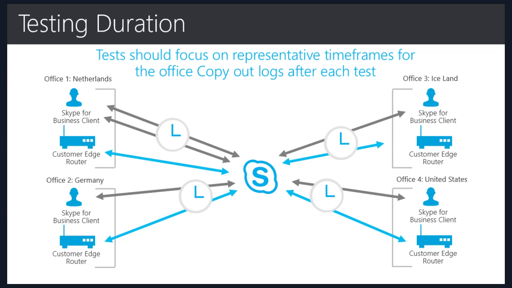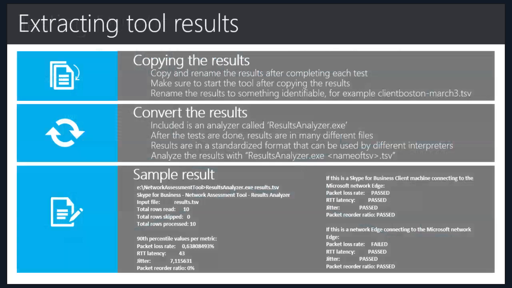Then we should focus on representative timeframes. Once a test is done, we should copy out the results. So what's a representative timeframe, or how do we actually extract the results? First, let's focus a little bit on the representative timeframes. A representative timeframe would be office hours for an hour and out of office hours for an hour. We recommend to run 5 simulations. So 3 times during busy hours, so office hours, and 2 times during non-busy hours.